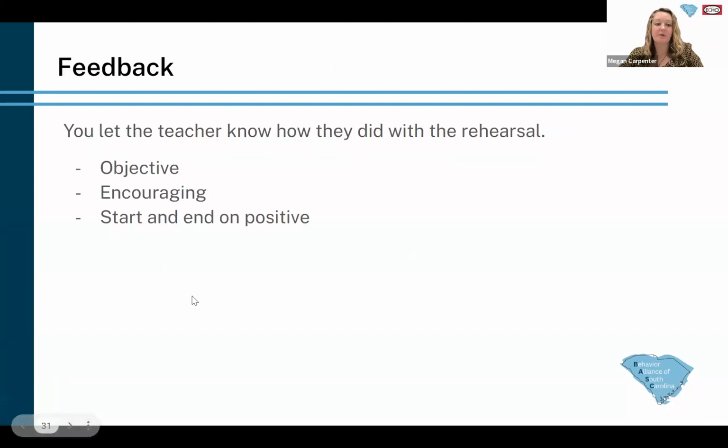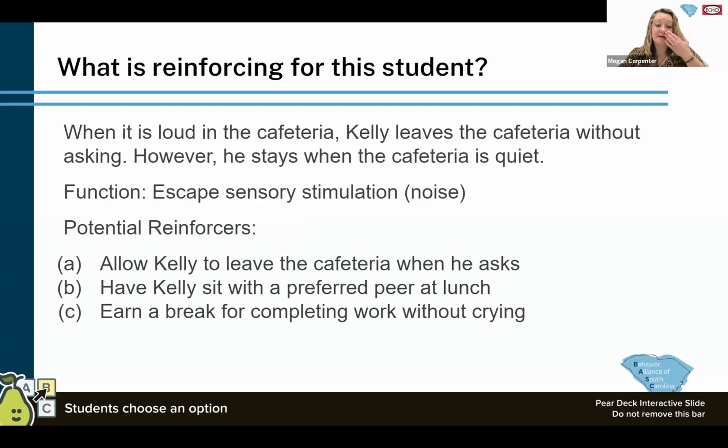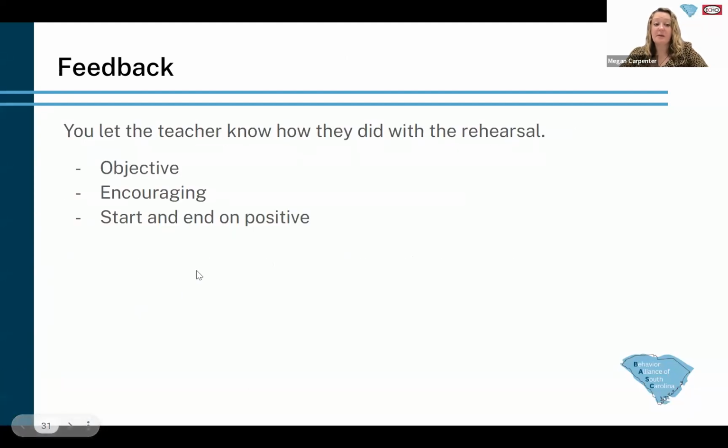What's really important with the BST practice is that after that role play or rehearsal opportunity, there's opportunity for feedback. So with our feedback, we want to be objective, encouraging, and start and end on a positive note. So even if the teacher maybe identified the potential reinforcer incorrectly in this scenario, maybe they said that Kelly should sit with a preferred peer at lunch, you can start positive saying, yes, Kelly might really enjoy that.